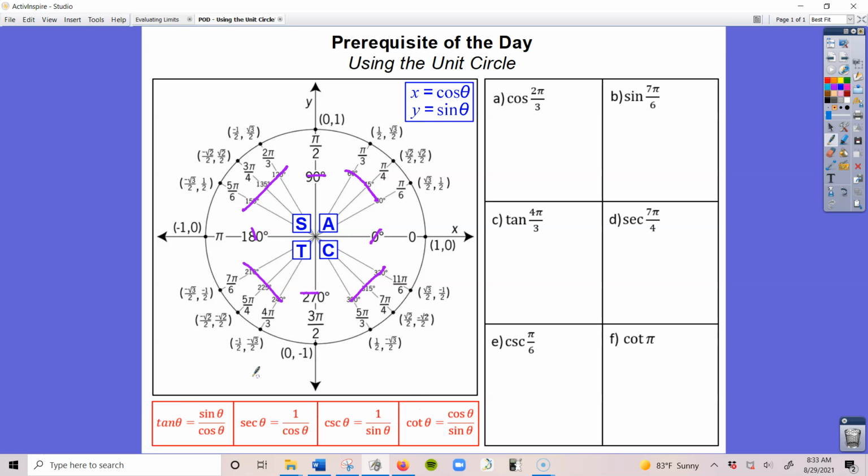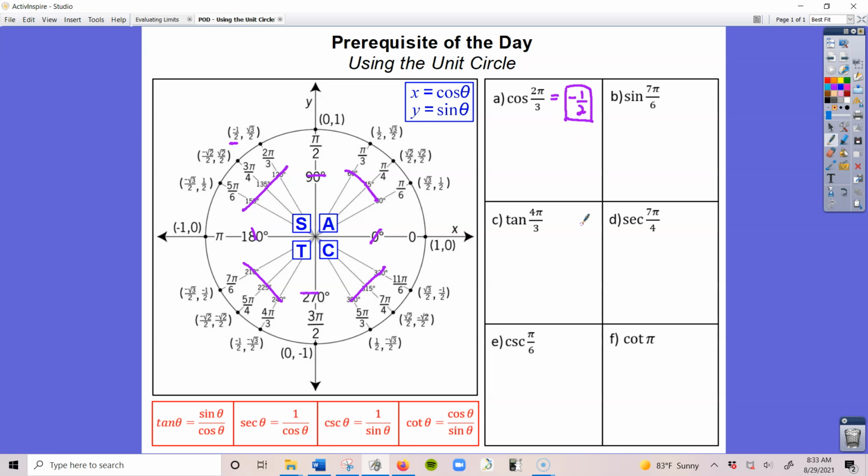And cotangent is the reciprocal of tangent, so instead of dividing sine by cosine, we flip that and we divide cosine by sine. So let's practice using the unit circle. First off here, we have the cosine of 2 pi over 3. Cosine, remember, is the x value. So I look for 2 pi over 3, which is here, and the x value is negative 1/2. So that is the cosine value of 2 pi over 3.